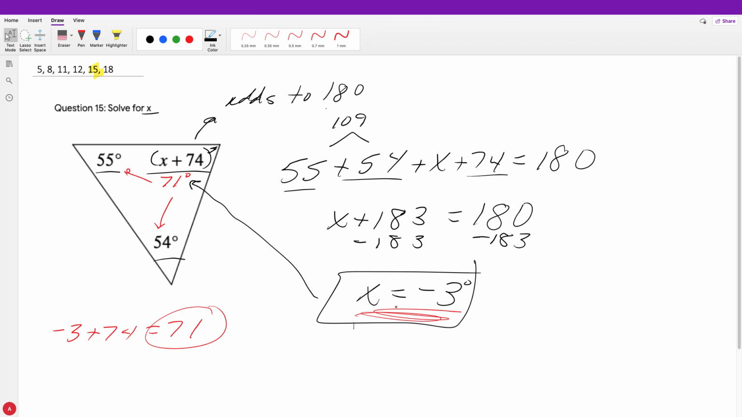But when you get a negative as your answer, you just want to make sure it doesn't give you a negative angle measurement as well, because if it did, then you know you made a mistake. All right, then there's the last question we're going to do, and this video is over.